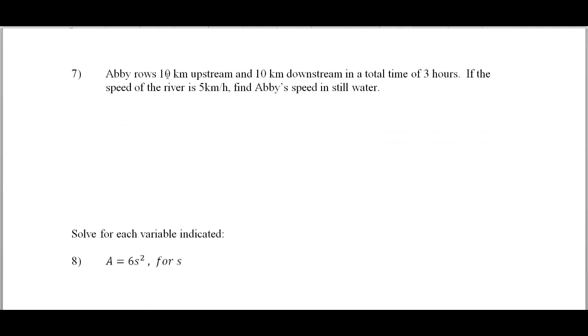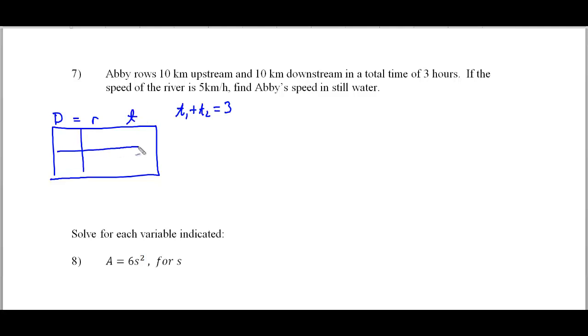Abby rows 10 miles upstream and 10 miles downstream for a total of 3 hours. All right, so let's get this straightened up here. We do know her total time, and her total time will be 3. So we know that our time sub 1 plus time sub 2 is equal to 3. All right, so we make our distance equals rate times time box here. D equals R times T.